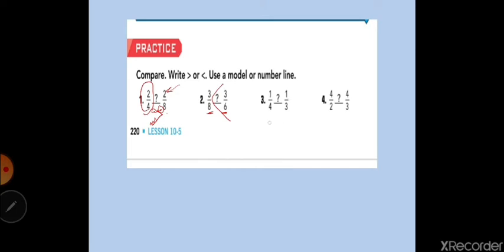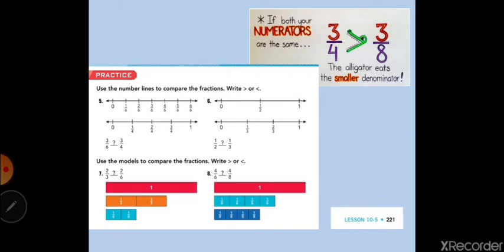1/3 and 1/4. Which one is the greatest? You will look to the smallest denominator. Okay, so if I have the same numerator, I will look to the smaller denominator. Let's go to the next page. The same numerator, the smaller denominator.